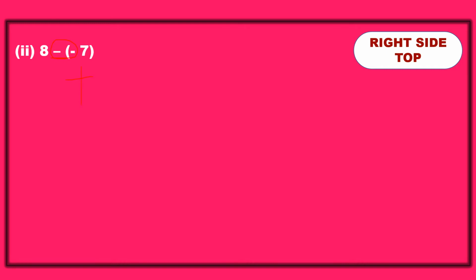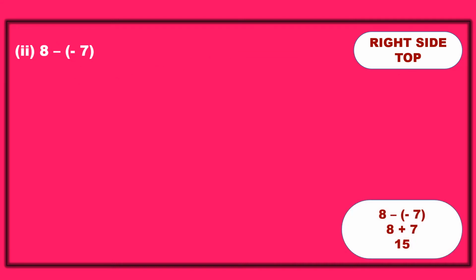So plus is right side and top. Even though here the symbols are minus and minus, minus of minus means plus, and plus means we will go to the right side on the number line and indicate on the top of the number line. We'll do this problem in the rough side. 8 minus of minus 7: minus of minus 7 is plus 7, so 8 plus 7 is 15. Okay, so we'll show it on the number line.